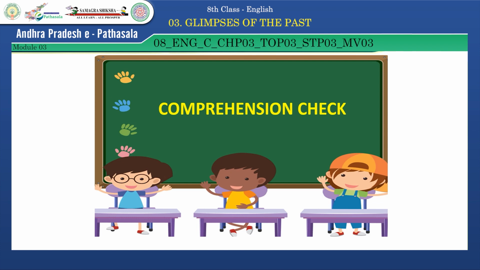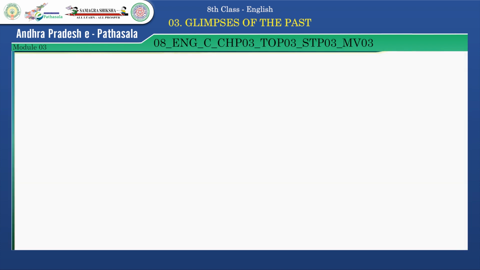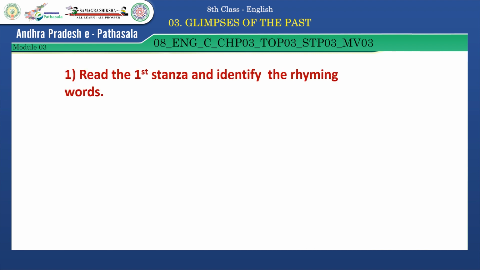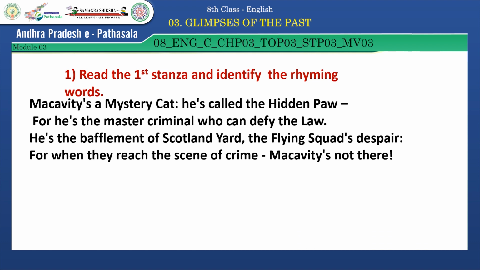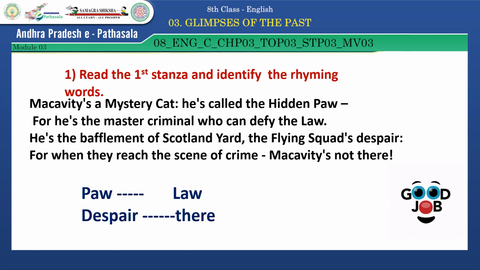Students, so far you have listened to the poem and learnt meanings of the new words and the summary and rhyme scheme and also figures of speech and so on. Now it's time for comprehension check. Here comes your question on the screen. Read the first stanza and identify the rhyming words. Now who is ready with the answer? Okay. Far and law, despair and there. Great job.